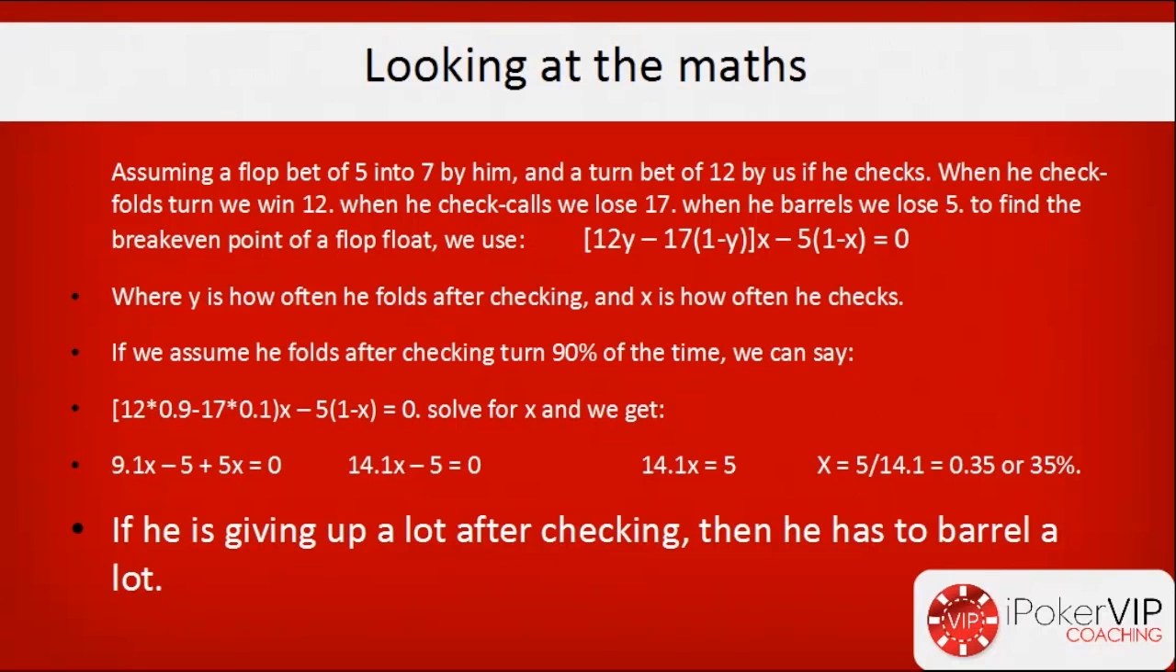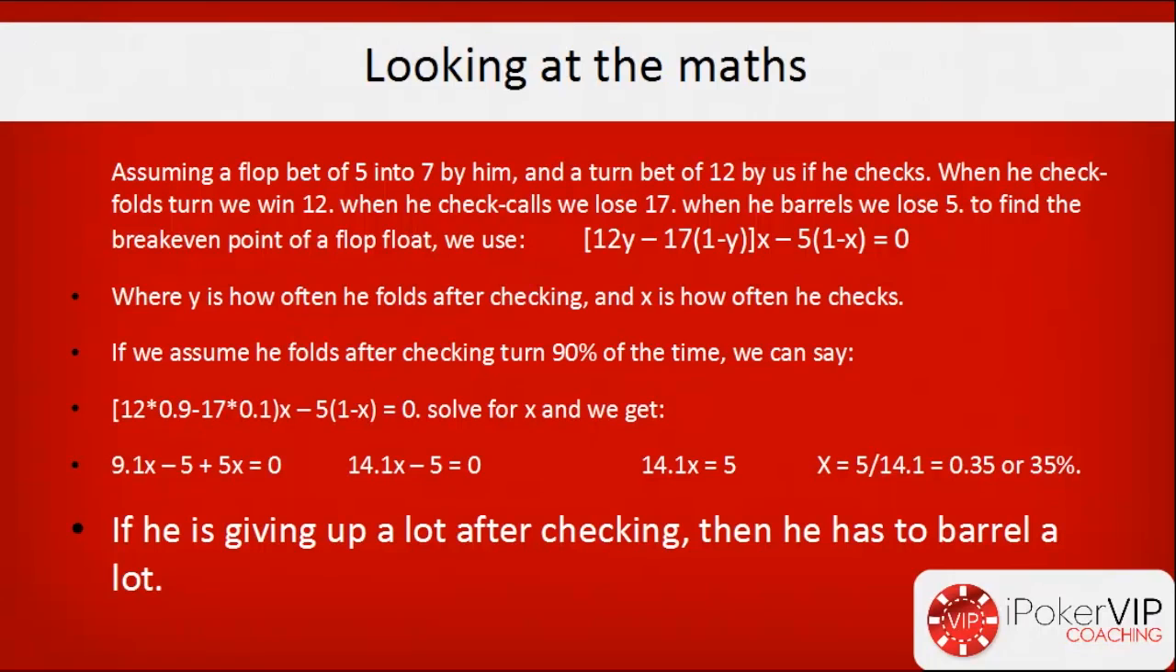Let's look at the basic maths of floating then. We'll assume that our opponent has c-bet 5 big blinds into 7, and that if we float and he checks the turn, we're going to bet 12. So when he check-folds the turn, we win 12: his bet of 5 on the flop plus the 7 that was already in the pot. When he check-calls, we lose 17 because we're risking 5 on our flop call and 12 on the turn bet. When he barrels, we obviously just lose the 5 that we put in on the flop.